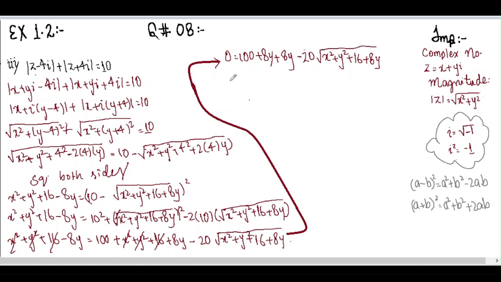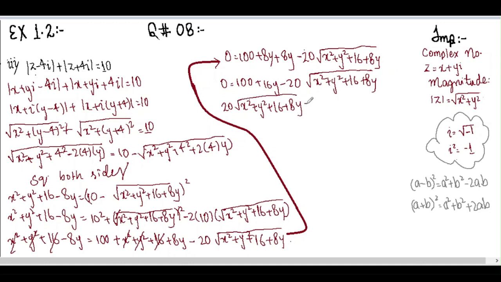Now what we have to do is 0 equals 100 plus 8y gives us 16y minus 20 square root of x square plus y square plus 16 plus 8y. Now we are going to shift this whole term from the right side to the left side, and change its negative sign into positive. So we get 20 square root of x square plus y square plus 16 plus 8y whole square root equals 100 plus 16y.